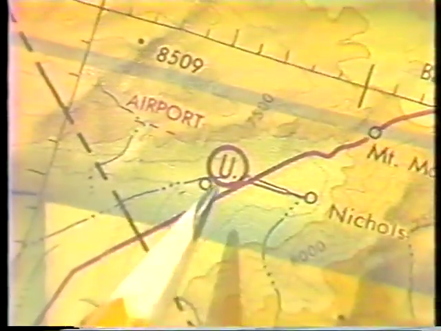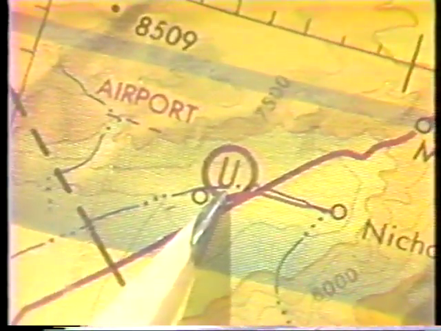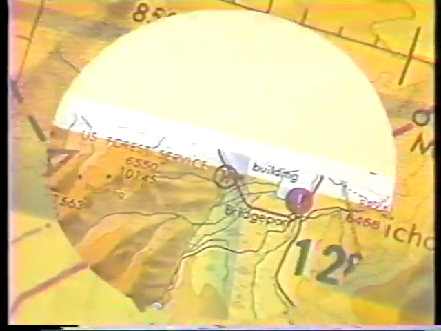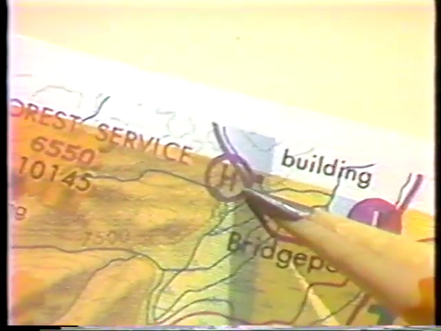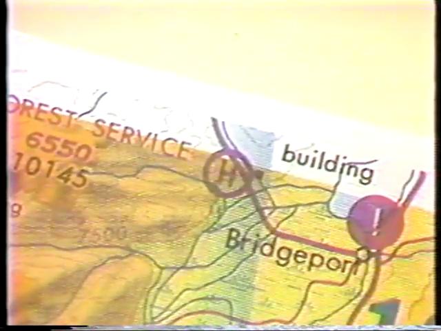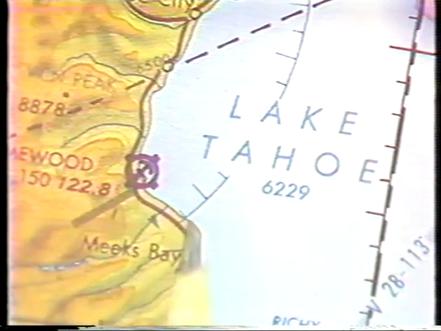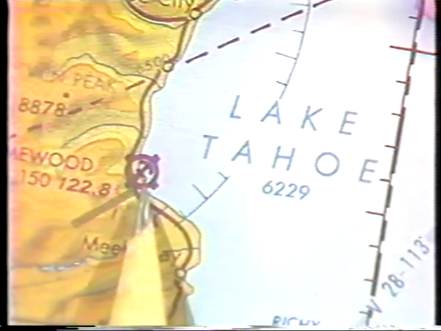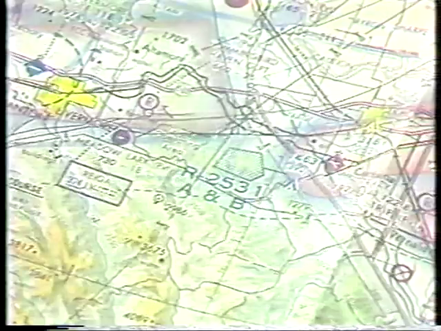Unverified airports are indicated with a U in the center of the airport symbol. Heliports have an H in the center of the symbol. And seaplane bases are indicated with an anchor inside the airport symbol. You have already been introduced to several other symbols with which you will become familiar as you use the charts.